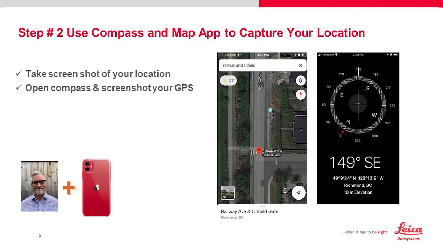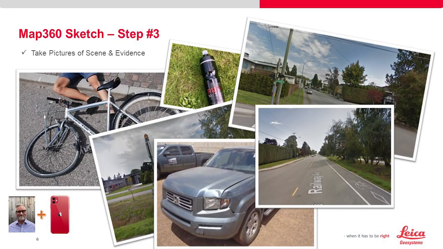First thing we do when we roll up, we grab our trusty phone and find out where we are. This is just down the street from my house in Richmond, British Columbia, so we can know what the GPS is, and we can take a screenshot on our phone, and that's a good start so we can grab images later. We can then go snap some evidence of our scene. So we have some of the bike victim here, where his water bottle flew to, and of the neighborhood.